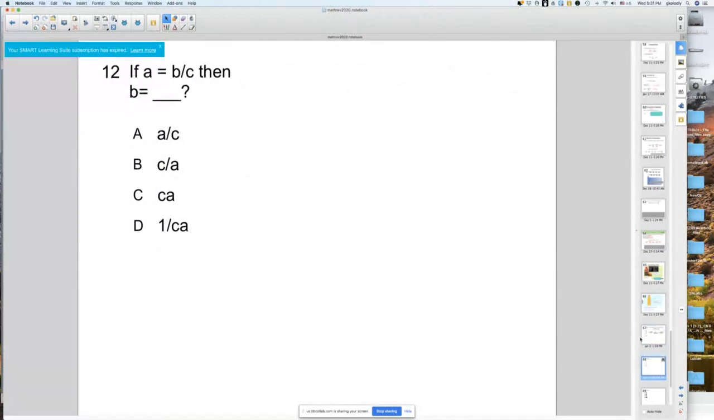A little bit of algebra. We're going to review: if A is equal to B divided by C, then B is equal to what? Well, you know that in algebra, whatever you do to one side, you have to do to the other side. So if you want to solve for B, you have to multiply both sides by C. So the C's cancel, and you get B is equal to AC, which is right over here.